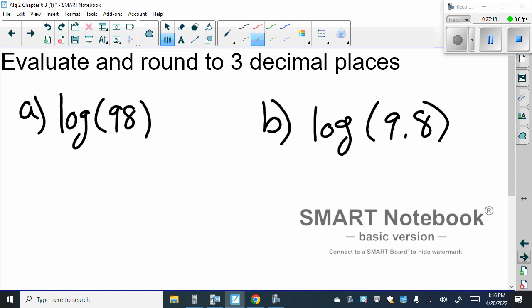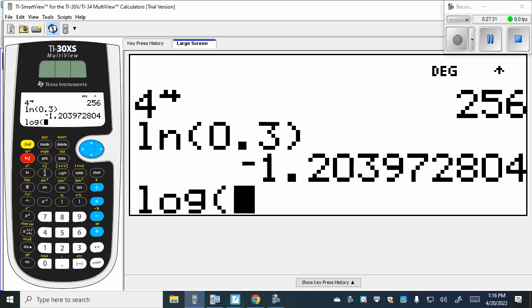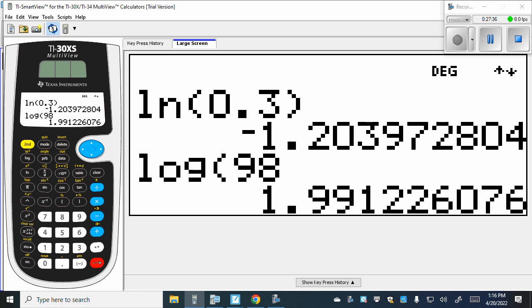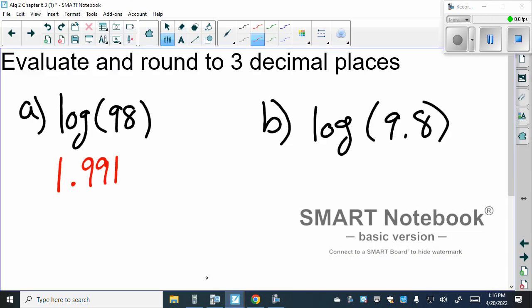So we can do the same thing with these here. And if we type this in, I believe we get 1.991. Log of 98, 1.991. And if we do the same thing for log of 0.98, we get 0.991. So on these here, we just have to type these into the calculator, and they'll give us the answer. Question on these here?